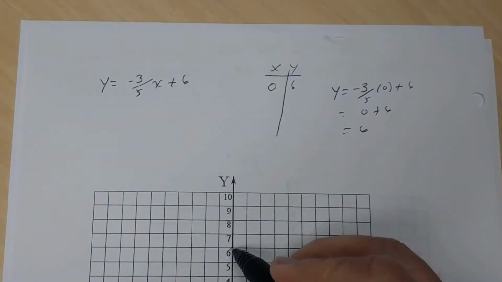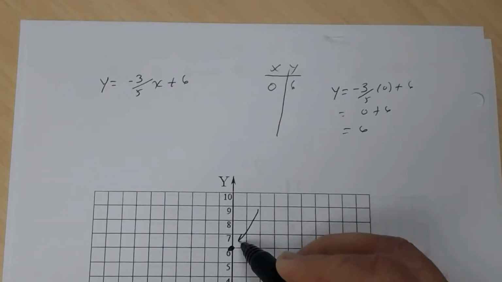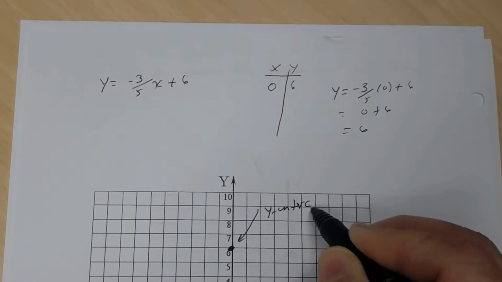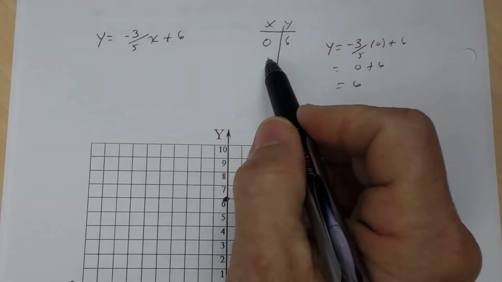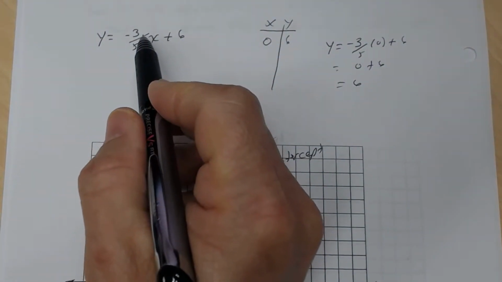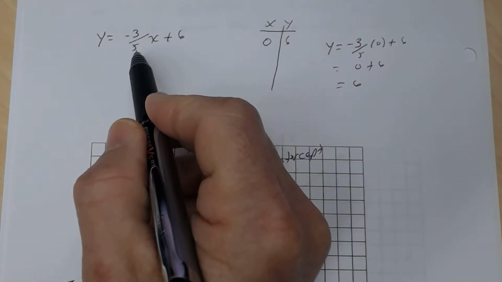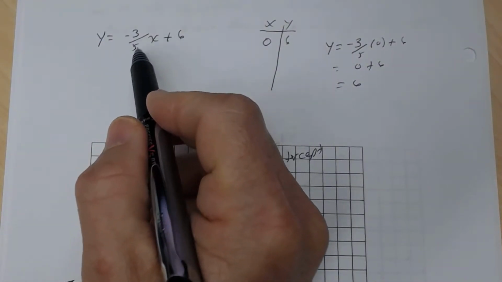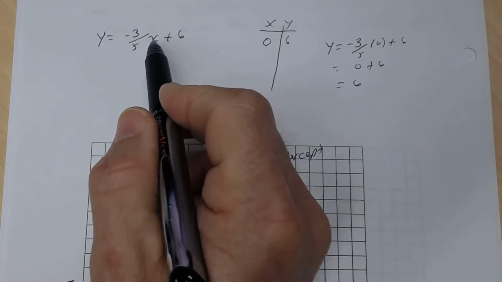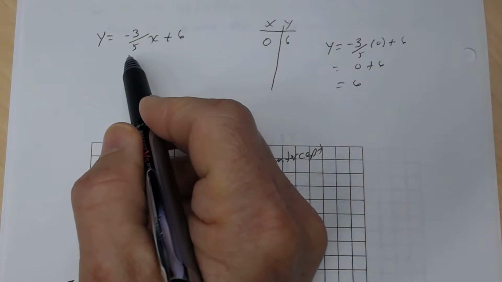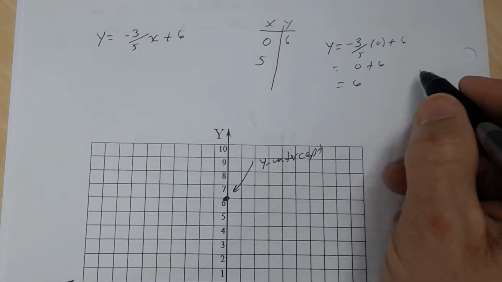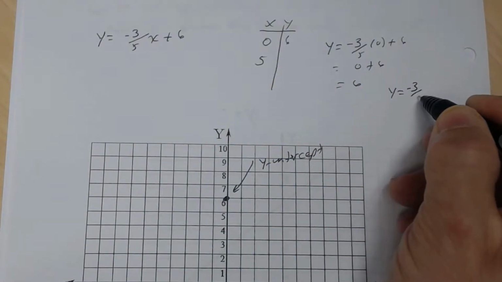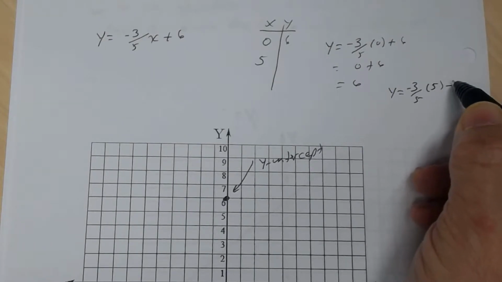So when I plot that point (0, 6), I get this. Now I want you to notice that this is going to be the y-intercept right here. Remember, the y-intercept is where the graph crosses the y-axis. Now, to find the other point, since the slope here is a rational number and I have a denominator of 5, it is easier to use values for x that are divisible by 5. So, for example, 5. So if x is 5, I get y equals negative 3/5 times 5 plus 6.